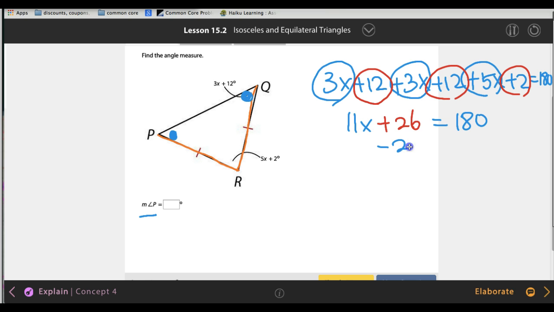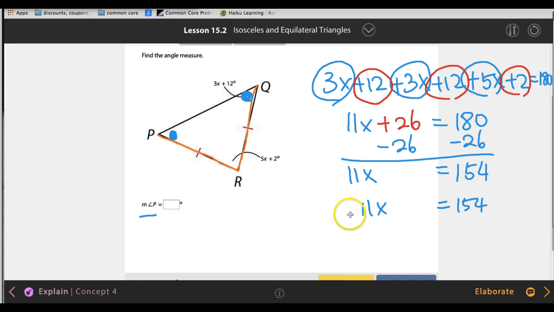Now we've got to subtract 26 from both sides. That gives me 11x equals 180 minus 26, which is 154. Now I have to divide both sides by 11. Let me rewrite this because sometimes people get confused. I divide both sides by 11, and that gives me x equals 14.